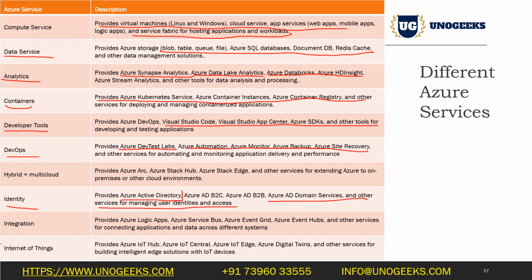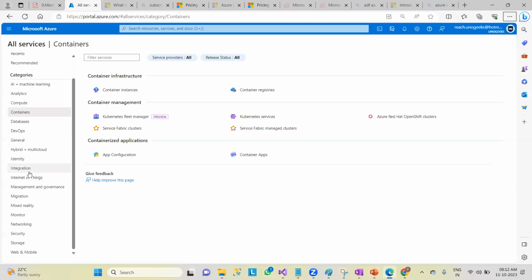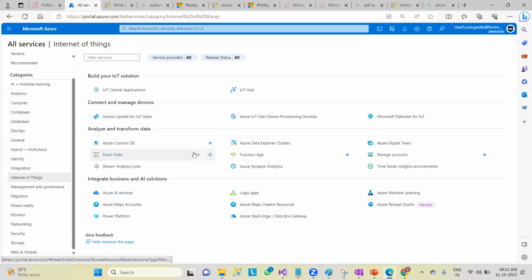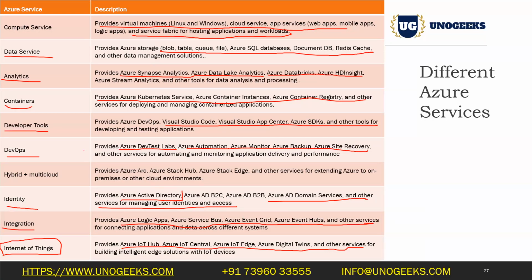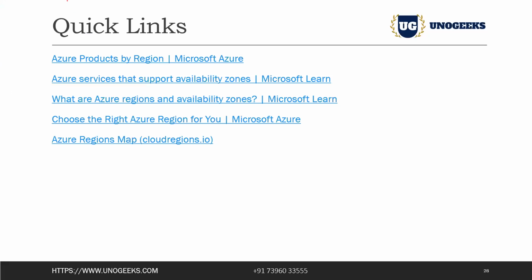Now coming to the integration part. We have Logic Apps, Service Bus, Event Grid, Event Hubs, and other services which connect the different services. Here this is about IoT, Internet of Things, with IoT Hub, IoT Central, and IoT Edge. Whatever list is coming here, I've just displayed it for understanding. These are the quick links you can utilize, and I have shared all the links with you in the chat.